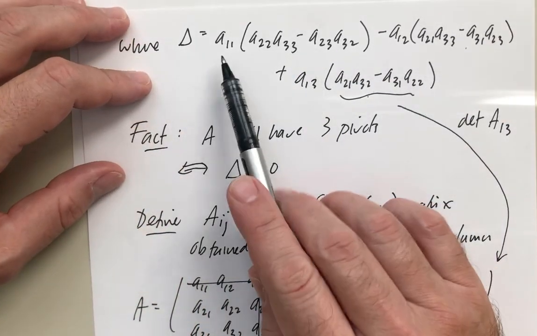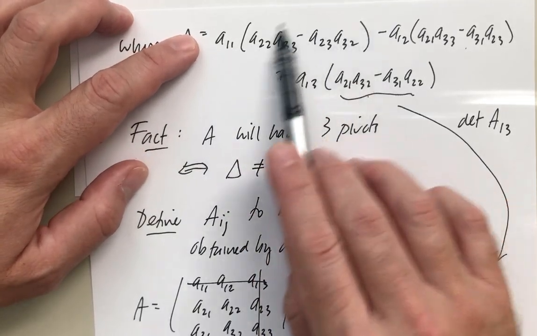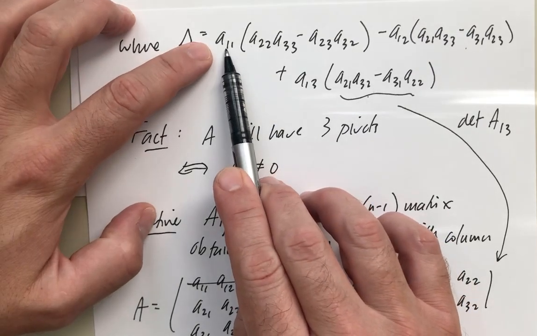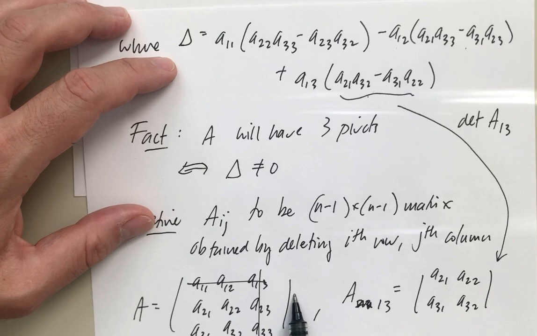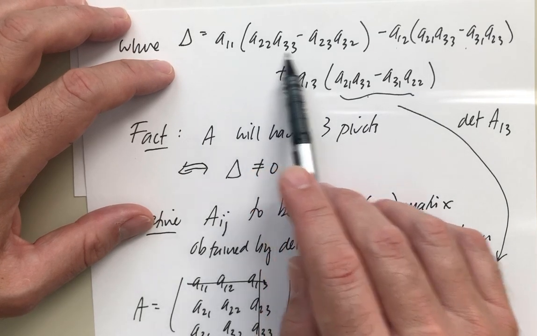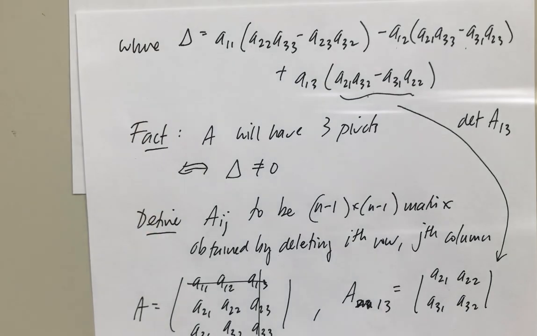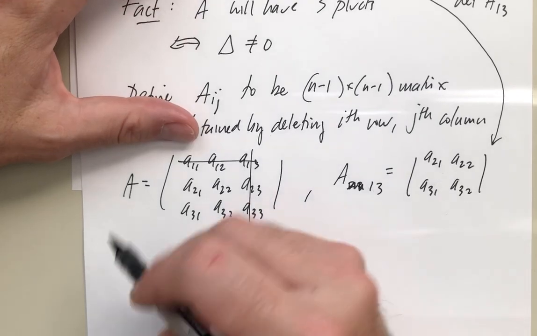So what I'm seeing here is in every term, an entry times the determinant of a smaller matrix. Right? And what I did here is I started with A11, A12, A13. So I went along that first row, and then I took the determinant of the corresponding Aij. Okay, so to summarize, what do we see here? So this is going to be our definition.